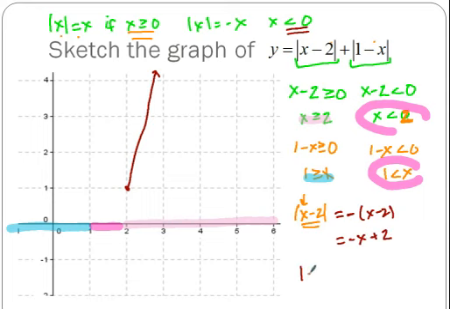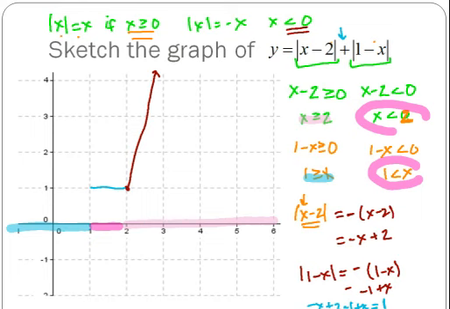Okay. When I do the same thing for the absolute value of 1 minus x, plugging in a number between 1 and 2, like 1.5, I end up with negative numbers every single time. So I negate what's inside the bar. Okay? And now, because this is an added set of absolute values, I'm going to combine them, and look, I'm left with 1. So I have a horizontal line from 1 to 2.